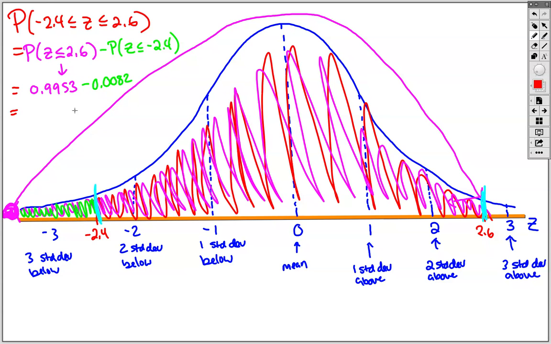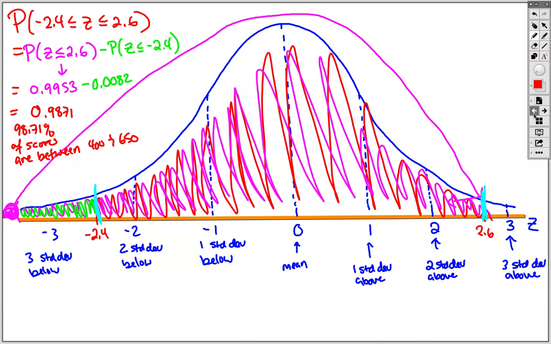And your final answer then would be what? It would be 95 minus 8 would be 87. Yeah, I think that's it. Yep. It'd be 0.9871. So 98.71% of scores are between, what did we say? We said 400 and 650.